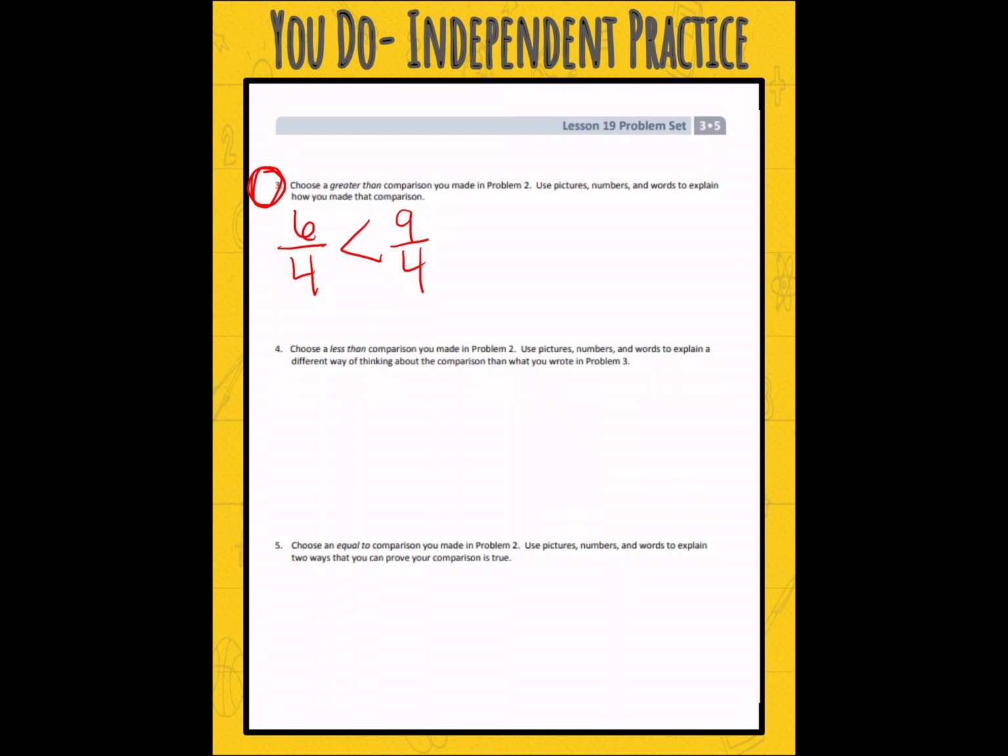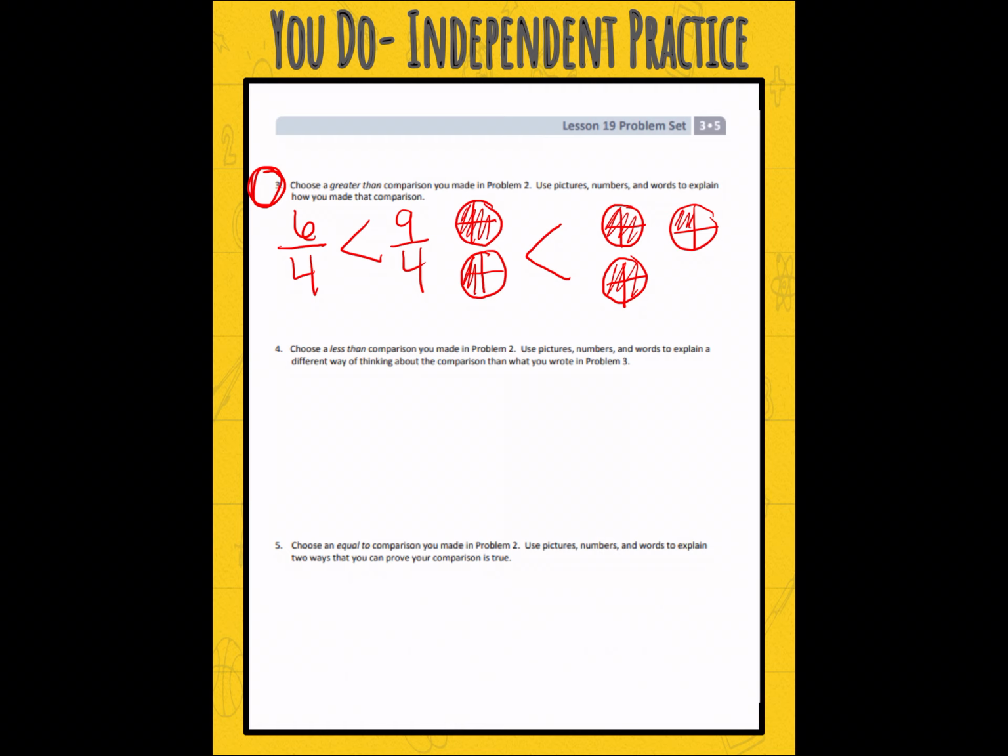What I would do is I would draw a picture, right? So here's my fourths. I'm going to shade in 6/4. So this is 6/4 is less than 9/4. So this is 4/4, 8/4, 9/4. That's my picture showing. So I want you to choose your own and make the comparison and then explain how you made that comparison using pictures, numbers, and words to explain.